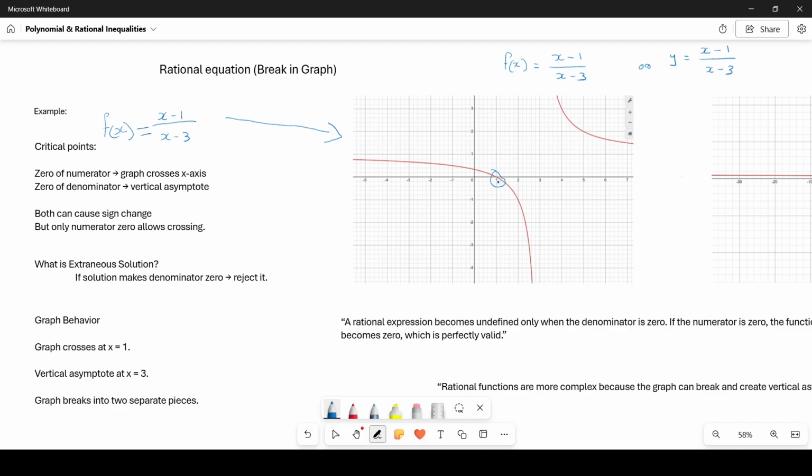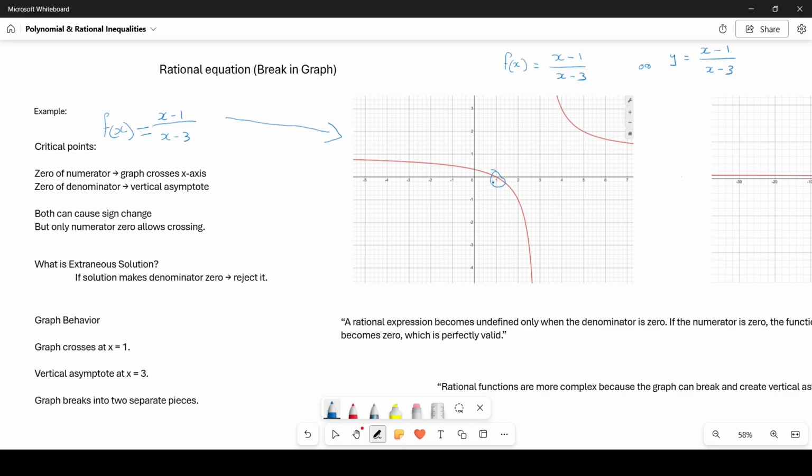Which is that point 1? If we substitute this 1 for x here, what happens? The numerator is 0, the denominator is minus 2. So 0 divided by any value is equal to 0. So this is the point where the entire expression will be 0.